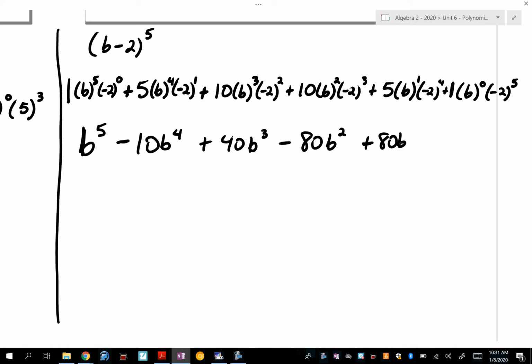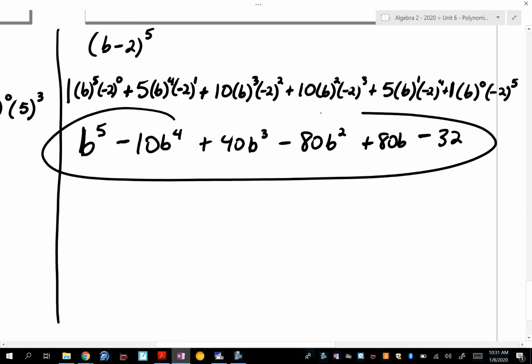And last but not least, remember those are all 1. So it's negative 2 to the 5th power. And you did it. Whew! Man, that was good. That was fun.